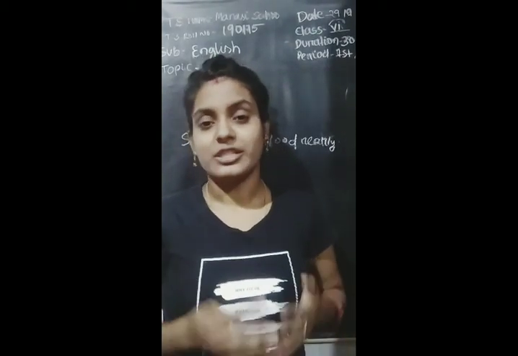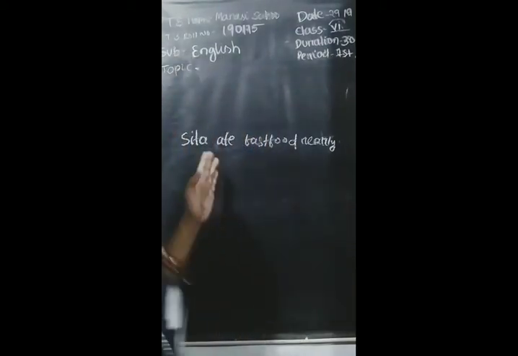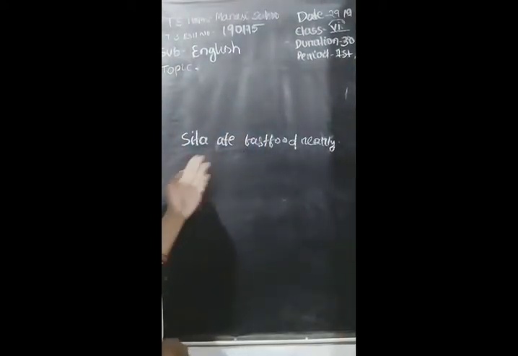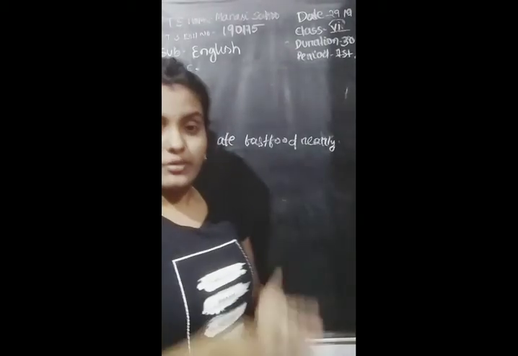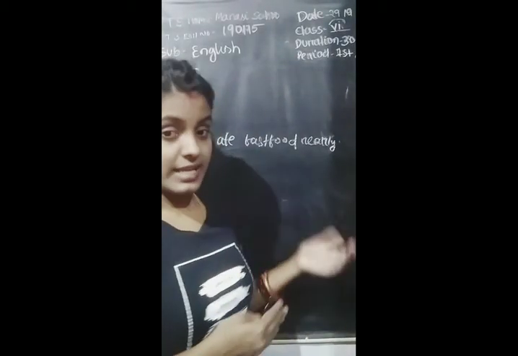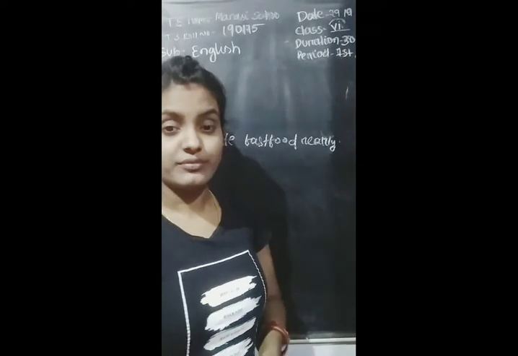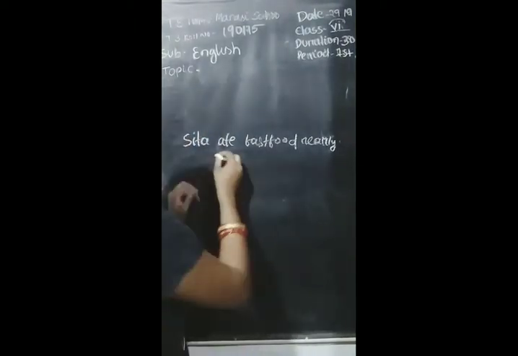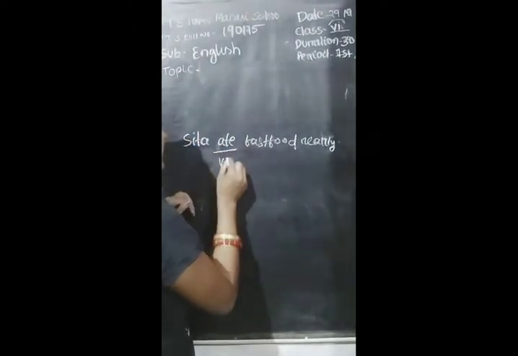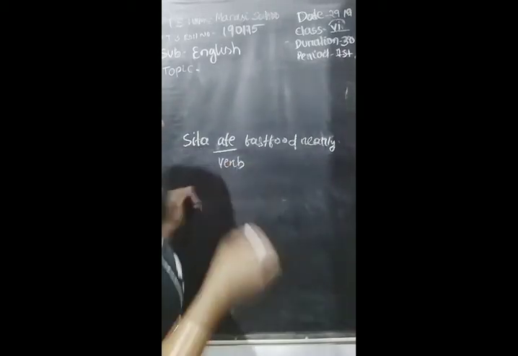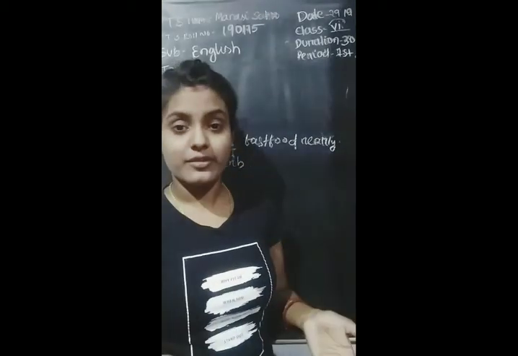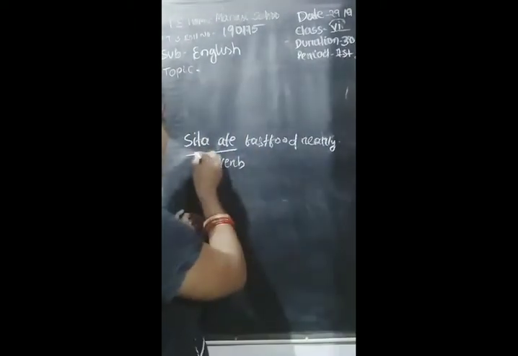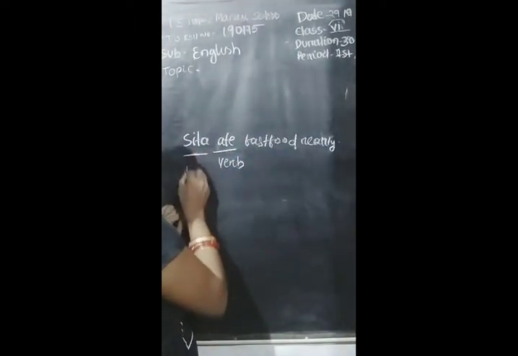Now my dear students, look at the sentence on the blackboard. Sita ate fast food rarely. Can you tell me which word in this sentence is a verb? Very good, Rasmi. Ate is the verb here. Can you tell me who eats fast food rarely? Very good. Sita eats fast food rarely. So, Sita is the noun here.